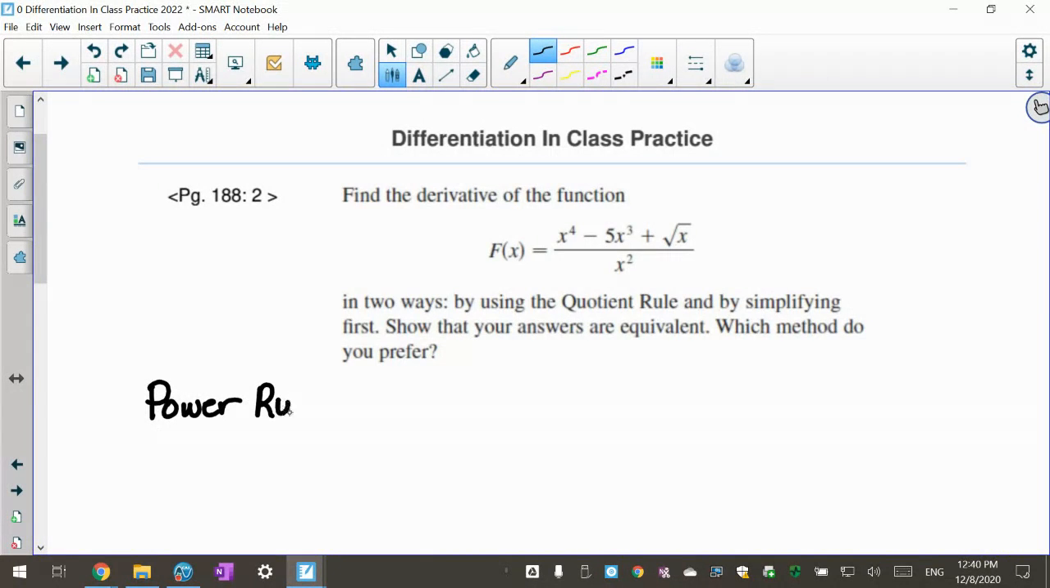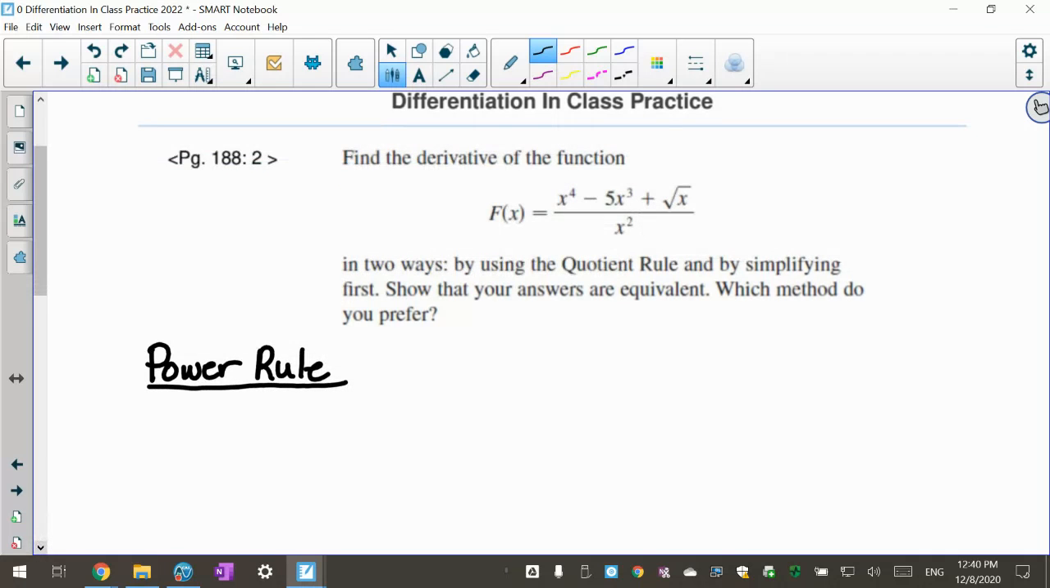And like I told the kids in class, if you can do it by the power rule and simplify, do that. And then you can look at doing it the other way. Now, on the quotient rule, I'm actually not going to do the quotient rule. It works, but there's so much more work to it, and it will match. I just showed you that it will. So we're going to do the power rule on this for practice.